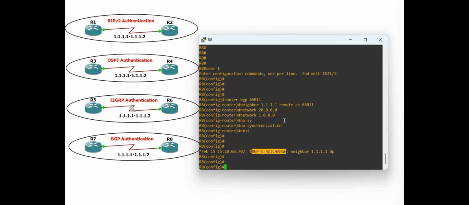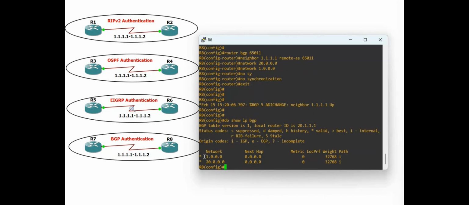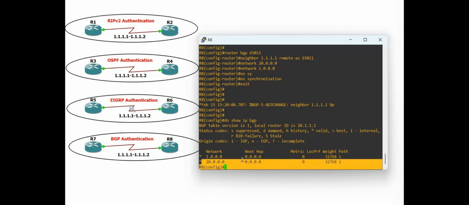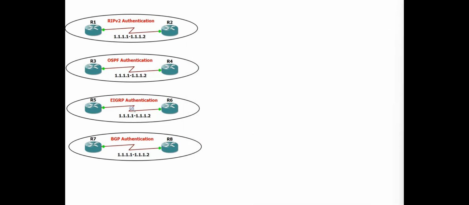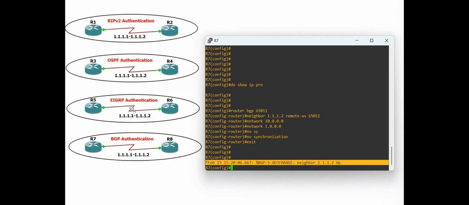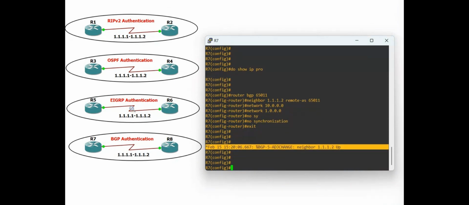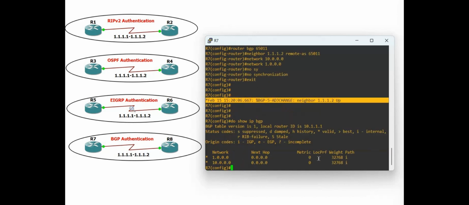You can see the neighborship is up, but show IP BGP. You can see the 20 dot network, 1 dot network. Let me see why there is not a 10 dot network. The neighborship is completely up. Do show IP BGP.